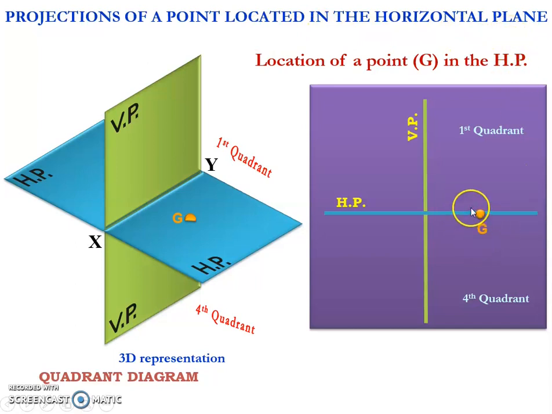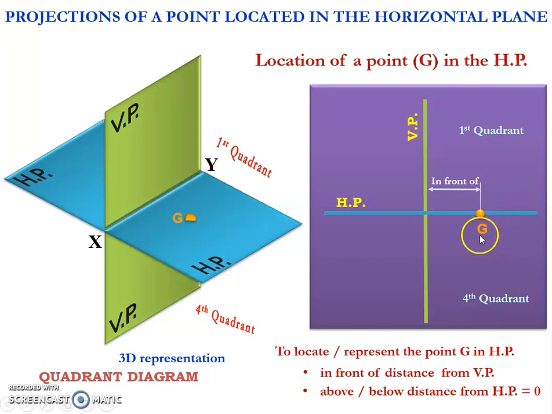Consider a point capital G which is located on the horizontal plane. To locate the point capital G on the horizontal plane, we need the in front of distance from the vertical plane, but the above distance or the below distance from the horizontal plane becomes 0. The point G can be shown on the 3D representation diagram like this.